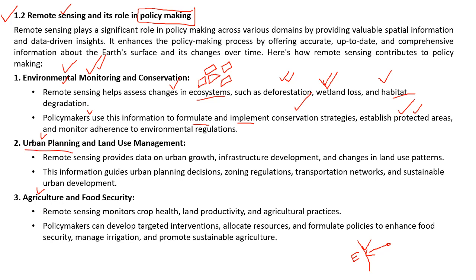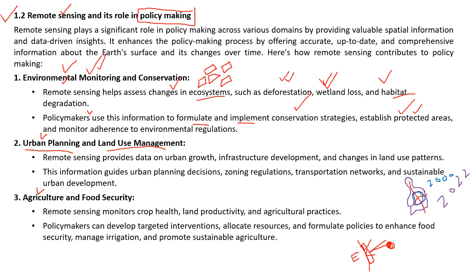Then if I discuss urban planning and land use management, as I told you, the satellite is here, detectors are here. Basically, these are your indirect eyes. You have a big eye on the surface of the earth, so you see each and everything. Okay, this is one road, this is another road, and this is the city which is visible in the year 2000, like this. But now if you see, the city has grown this much in 2022.